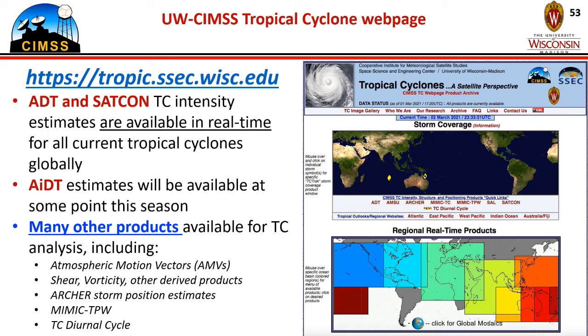We also have many other products available on our TC webpage, including atmospheric motion vectors, shear and vorticity and other derived products, ARCHER storm position estimates. I mentioned the ARCHER previously, so if you want to get a closer look at that, you can. We also have MIMIC TPW products and a tropical cyclone diurnal cycle product being shown on our webpage.